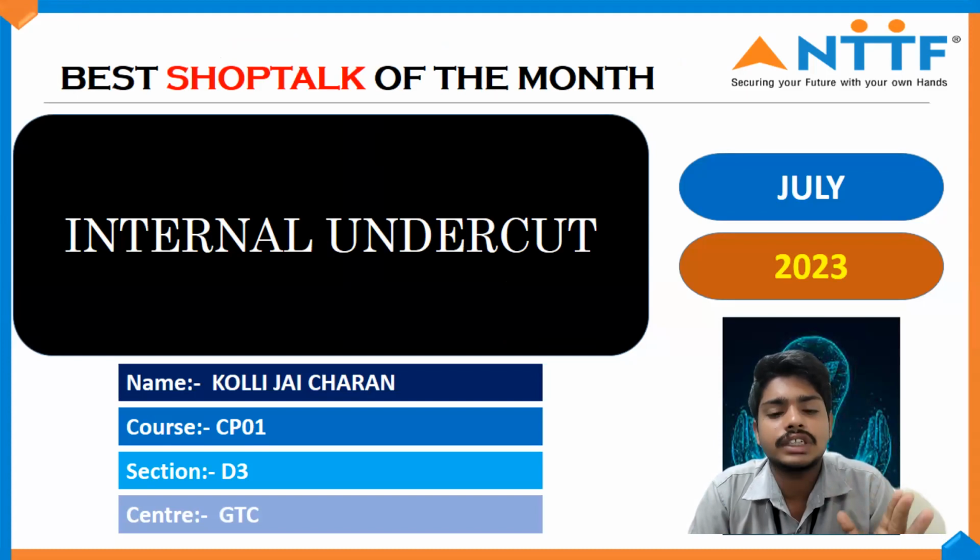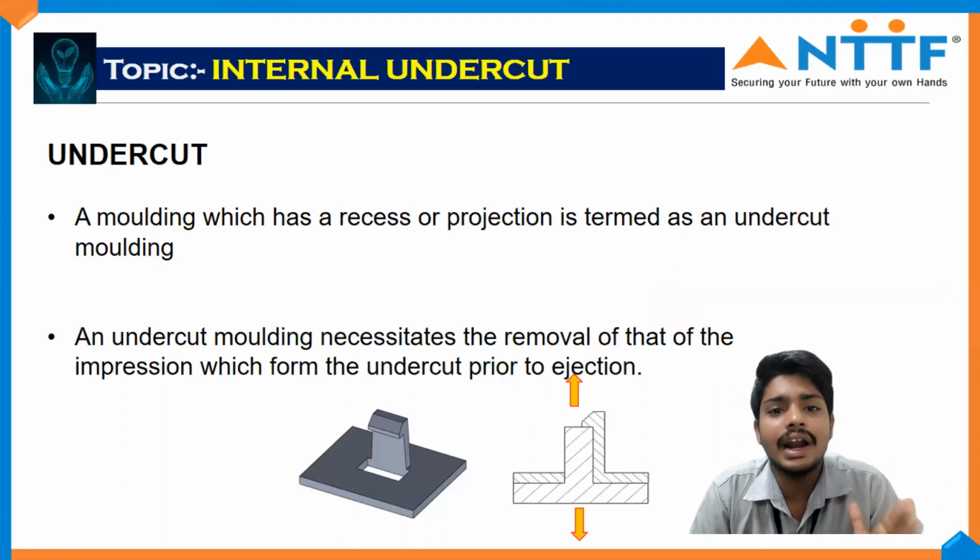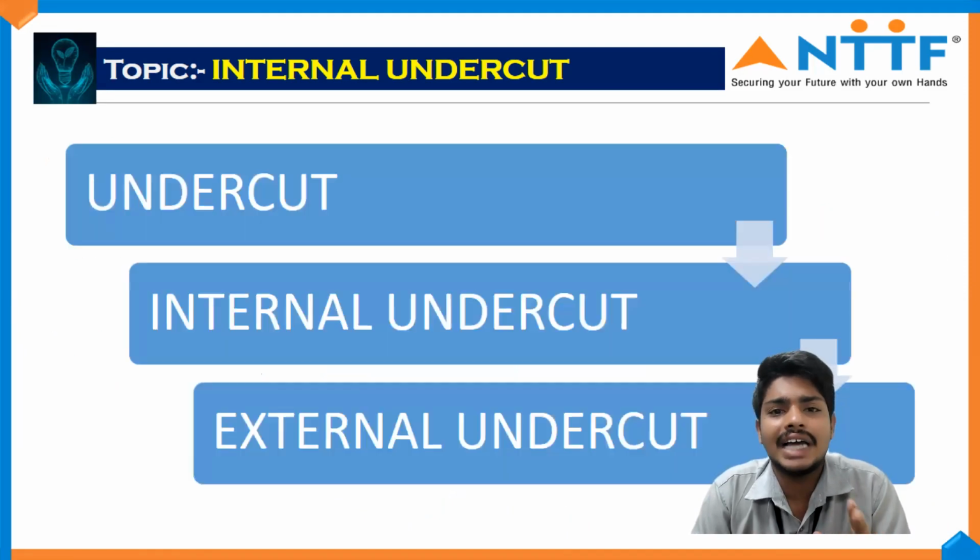Now, first of all, we discuss about an undercut. An undercut is a molding process or projection which is formed on a component, whether internally or externally, of a molding. Undercut is a necessity of the removal of the compression which forms the undercut prior to the ejection. Generally, undercuts are classified into two types. One is internal undercut, second one is external undercut.